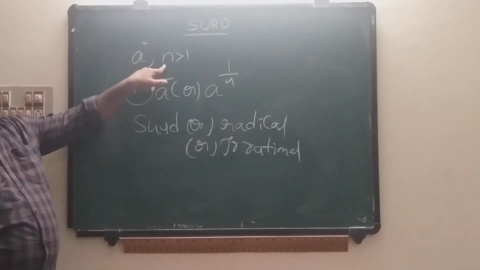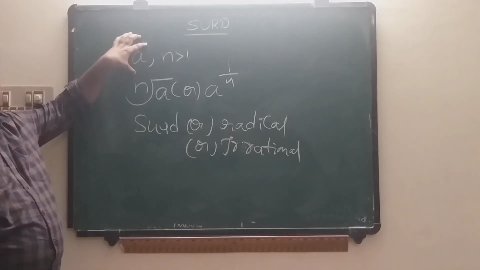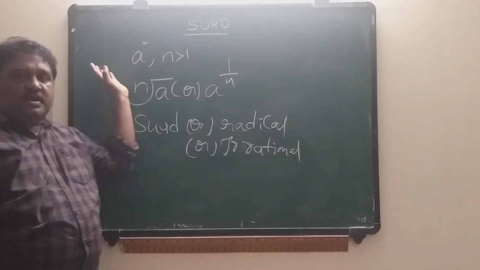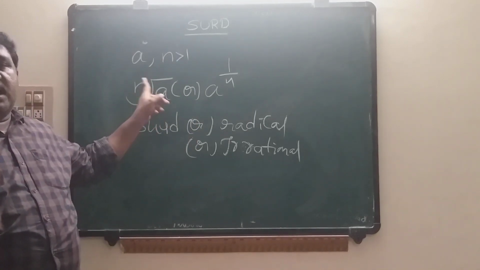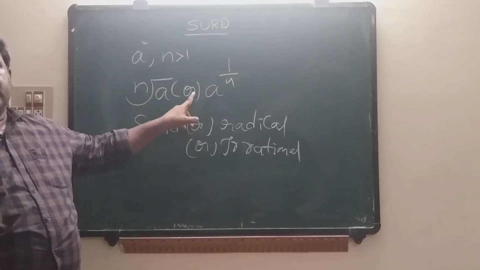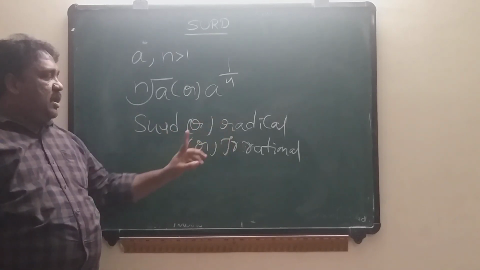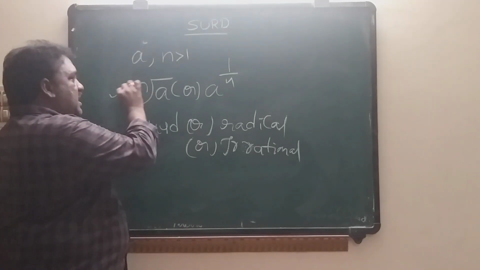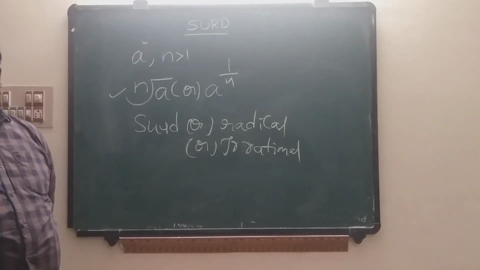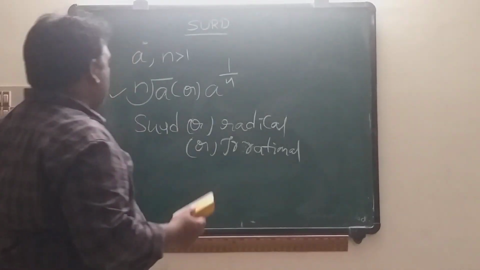N is a natural number greater than 1. A is a positive rational number which is not the nth power of any rational number. Then nth root A or A power 1 by n is known as surd or radical or irrational number. So nth root A or A power 1 by n, both are the same. Nth root A can be written as A power 1 by n.